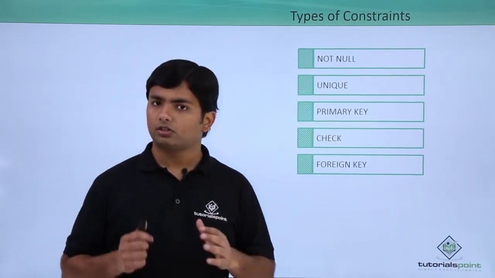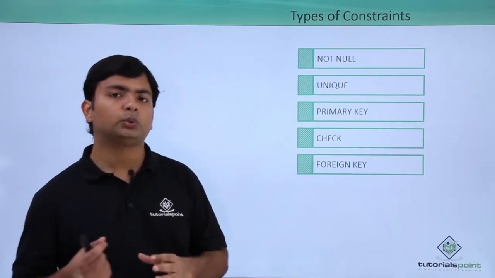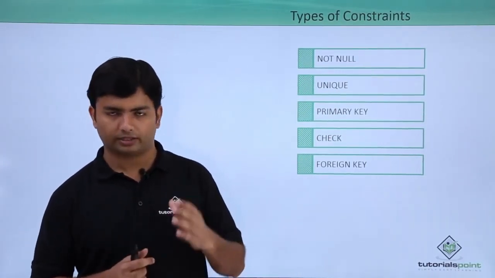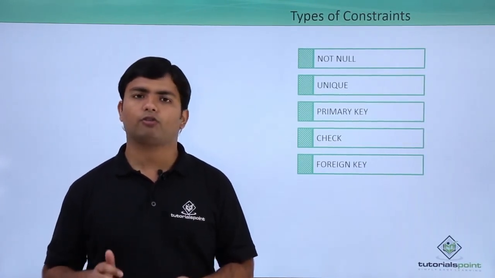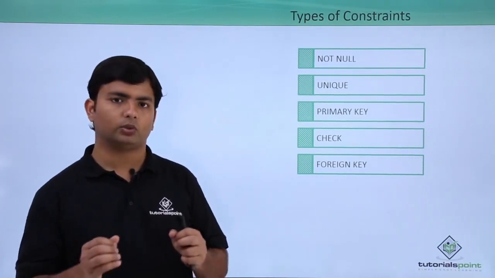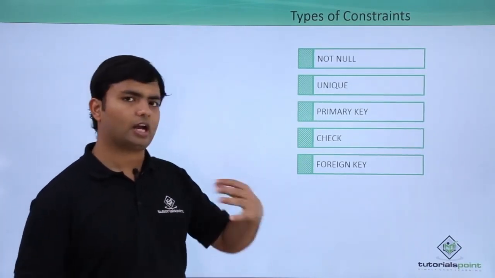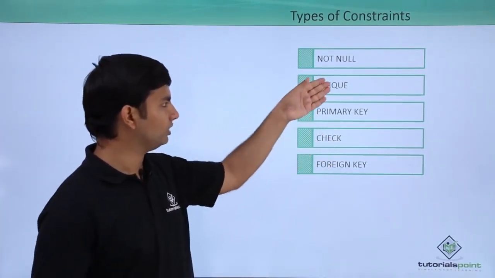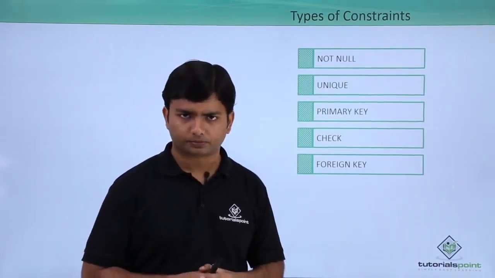Unique constraint is something which will ensure the uniqueness of the records. As in the example I said, I want the mobile number or email ID columns to have a unique value. So in that particular situation, I can pass the unique constraint.